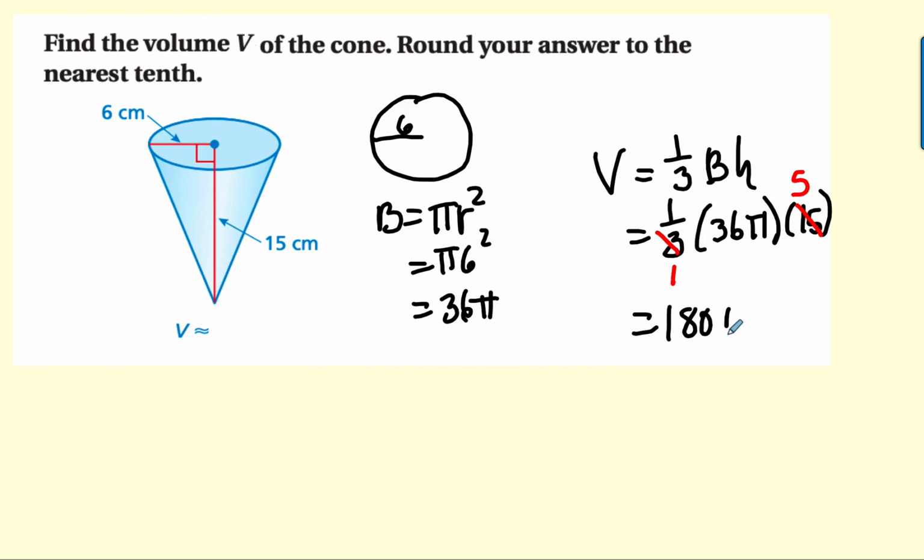Now this is an exact answer. This will be centimeters cubed. If on the final I ask for a rounded answer, then you'll put it in your calculator, and this answer will be 565.5 centimeters cubed.